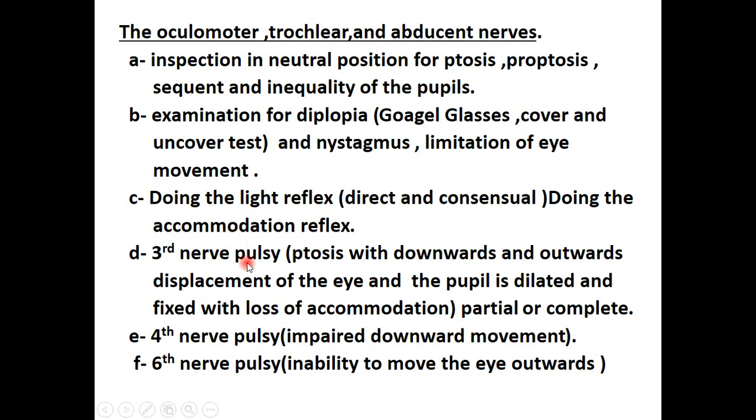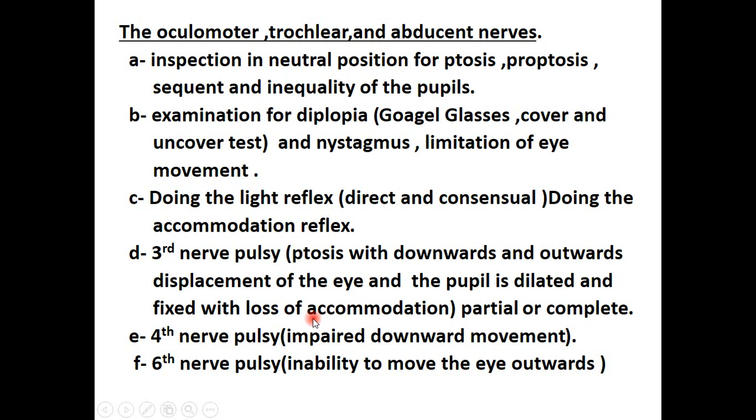Third cranial nerve palsy, or injury to the third cranial nerve, is seen quite often, especially in diabetic patients. We see partial or complete ptosis, usually partial, with downward and outward displacement of the eye, and the pupil is dilated. In oculomotor nerve palsy we see ptosis with the eye down and out. Why outward? Because the lateral rectus, supplied by the abducent, is working, and the superior oblique by the trochlear. The pupil is dilated and fixed with loss of the accommodation reflex, partial or complete.